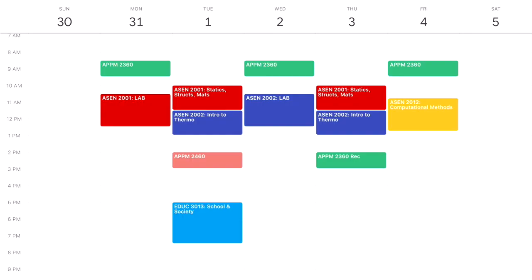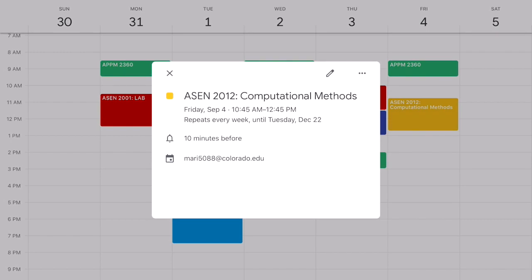And then my last main aerospace class is this yellow one right here. This is ASCN 2012. This is Computational Methods. At CU's aerospace program, they put a big emphasis on learning MATLAB. So you have to take a freshman year computer science course, and half of it is MATLAB, half of it is C++. And then again, you have to take another MATLAB class, which is Computational Methods, your sophomore year.